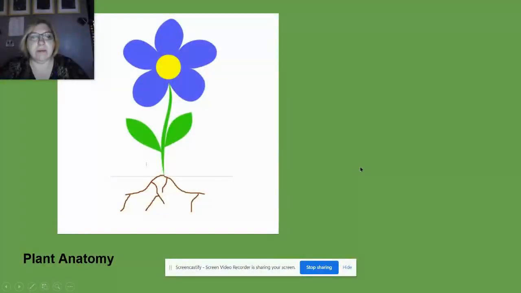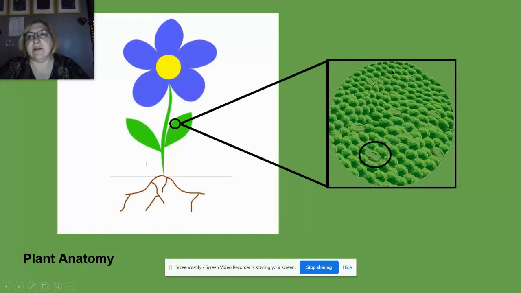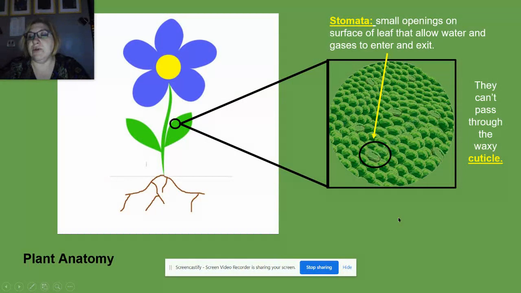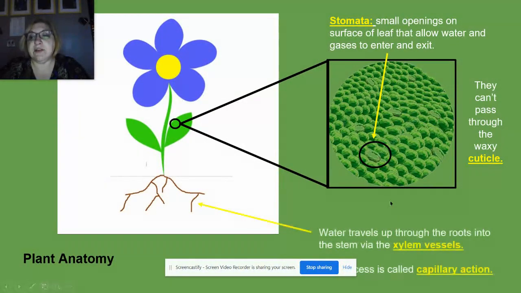Okay, moving on. Here's a plant, and this is a leaf of a plant. They have these little tiny openings called stomata, and they are the things that open and allow the water and carbon dioxide to get in. The leaves are kind of waxy on the outside. That is called the cuticle, and normally water and carbon dioxide cannot pass through the cuticle. So the gases have to enter and exit when these little tiny openings are open.